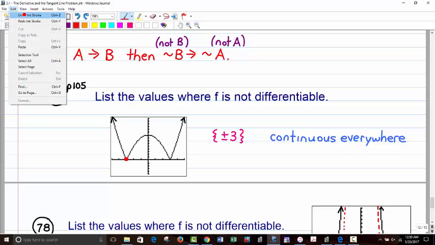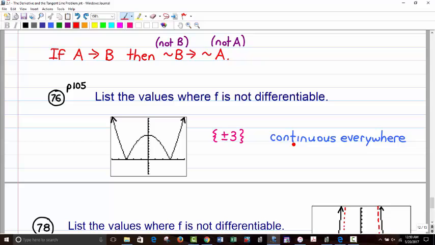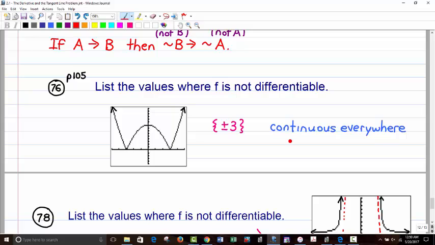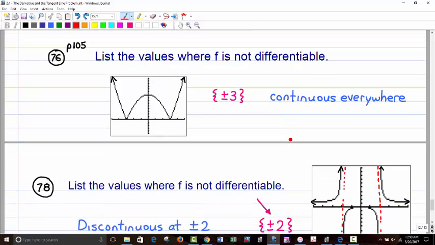So there's two places where it's not differentiable. But I mentioned over here that the graph is continuous everywhere. That is true, but there's two spots where you can't take the derivative because of the sharp points.